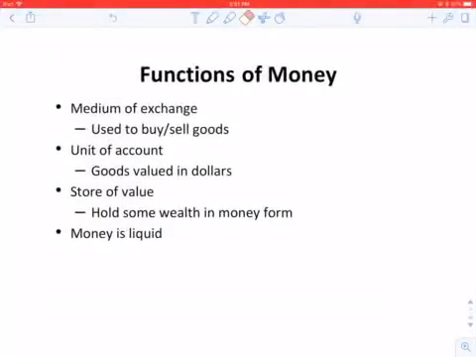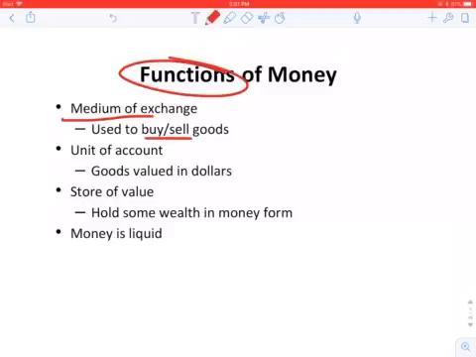We're going to talk about Chapter 31, and we begin with the functions of money. So remember that, first and foremost, money is a medium of exchange. So this is basically what the functions of money are. We use it to buy and sell goods. That's what medium of exchange means.